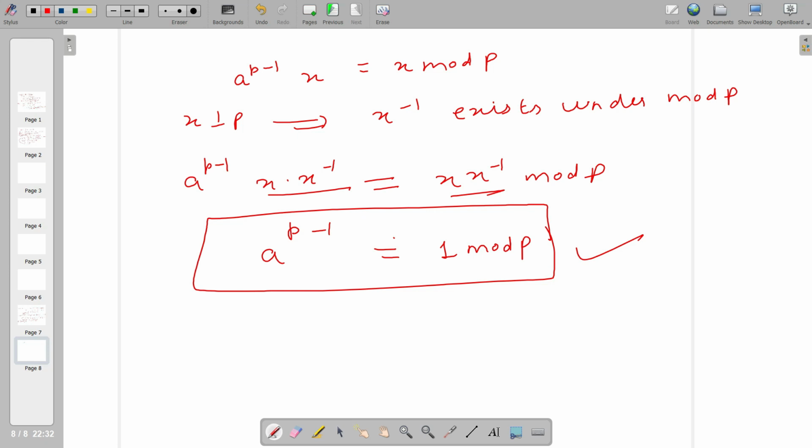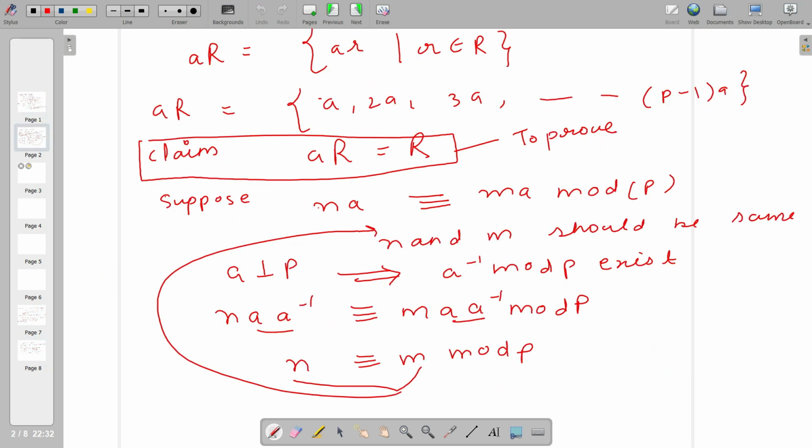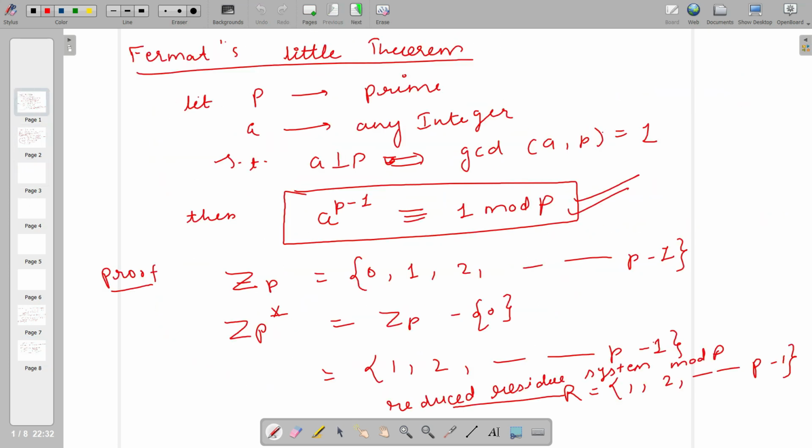If a and p are co-prime, then a to the power p minus 1 is equal to 1 mod p. And we have already proved how it comes to be true. So we simply define Zp as the set of residue classes and Zp star. When it becomes Zp star, we write it like 1, 2, 3, the reduced residue system. For this reduced residue system mod p, we put a symbol R.